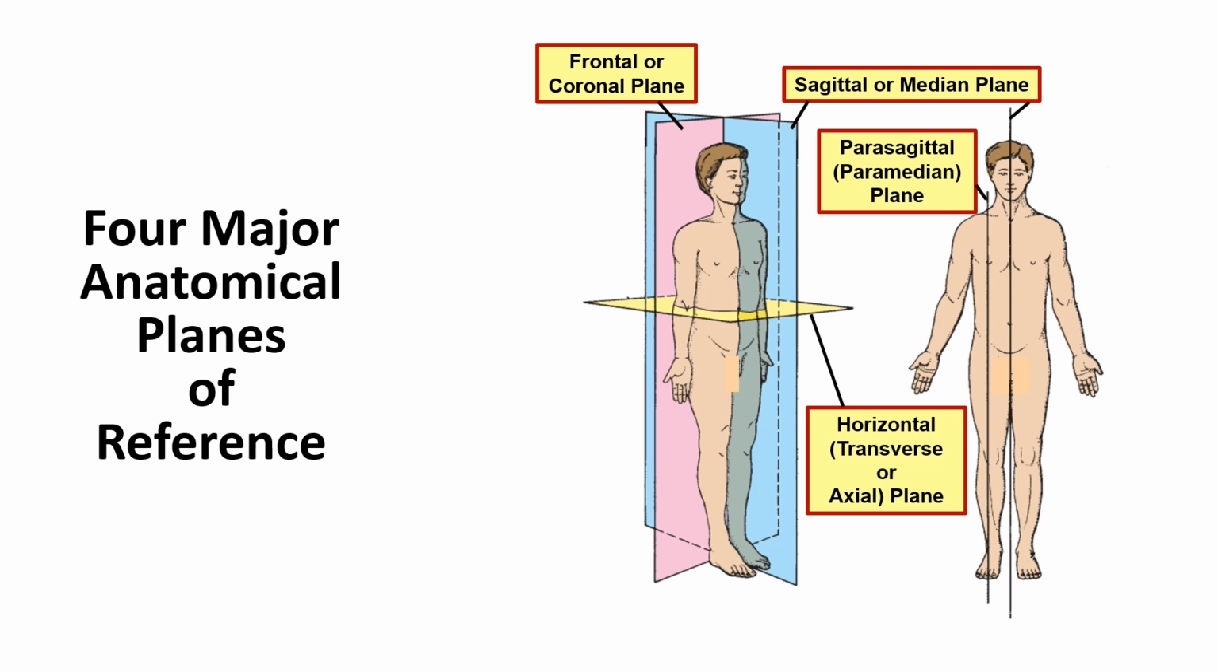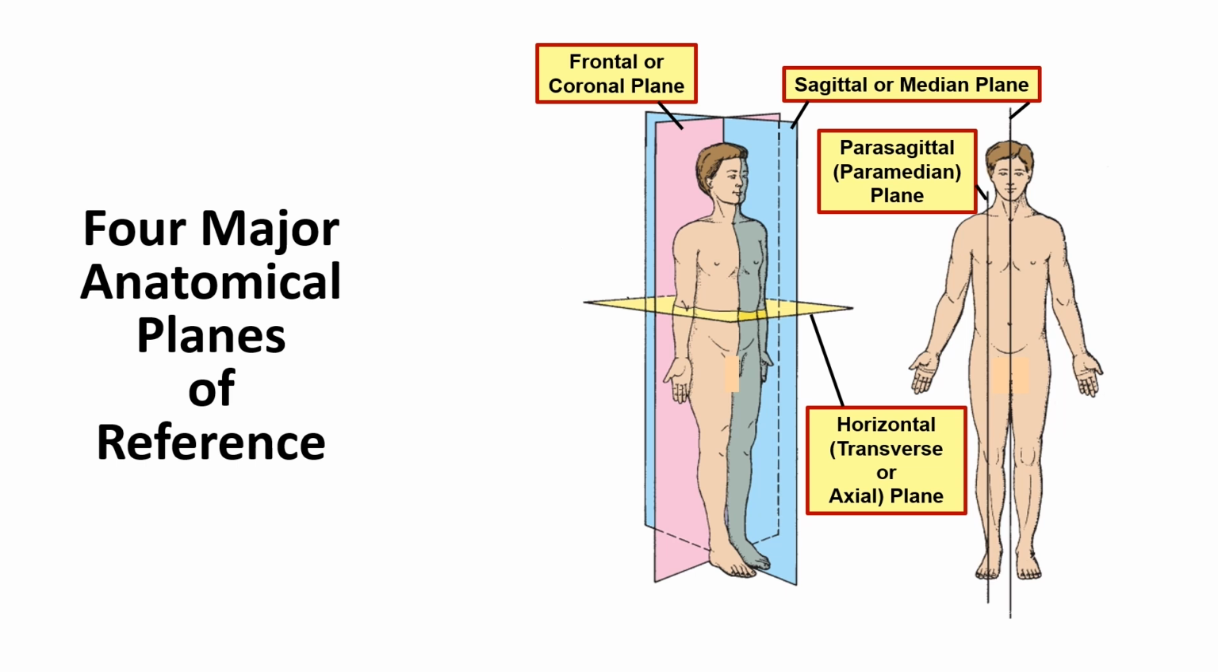The coronal or frontal plane is a vertical plane running from side to side that divides the body or any of its parts into anterior and posterior portions. It also passes through the body longitudinally but perpendicular to the sagittal plane.